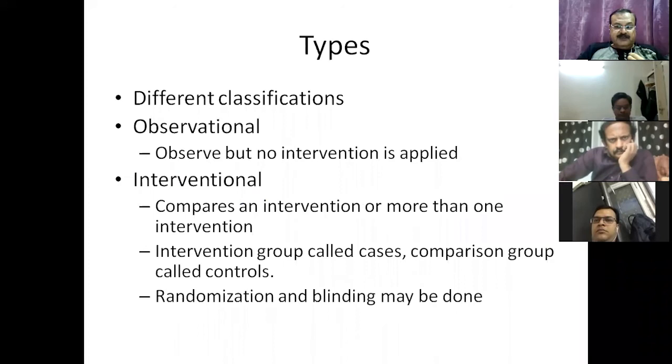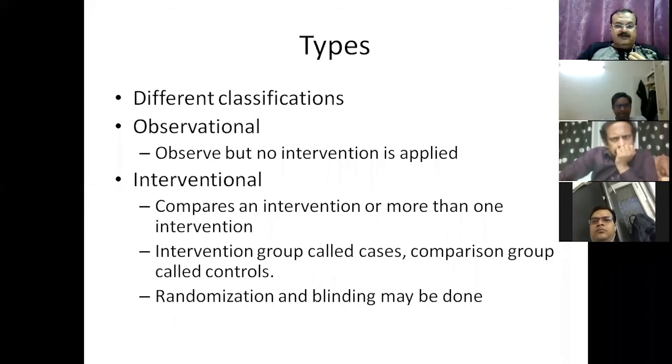There are different classifications given for research. I'm going to use only two. And the simplest classification is observational and interventional. Observational clinical trials are where you simply observe the cohort, a group of people with similar characteristics, and do nothing. Just keep recording your observations. Those studies are called observational studies.